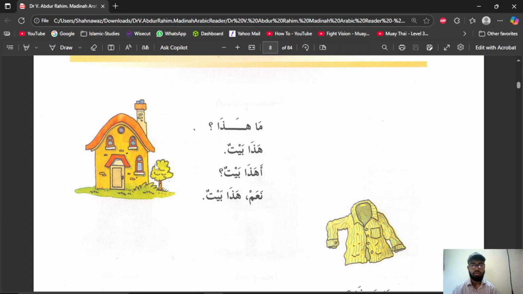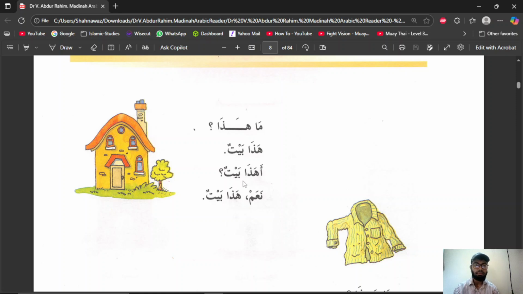Now there is also another way to ask questions, by having alif in front of hadha. That basically translates to "is this" in English. So remember, ma hadha: ma means what, hadha means this. But when alif comes in front of hadha, it basically translates to "is this." Hadha we know from previous lessons means this. Alif means is. It kind of says, is this.